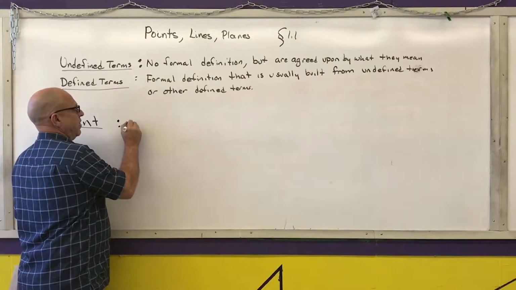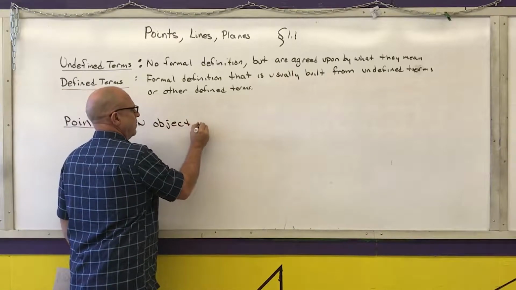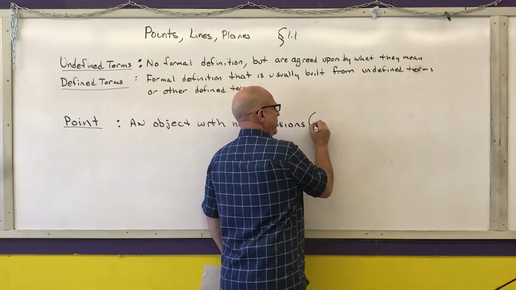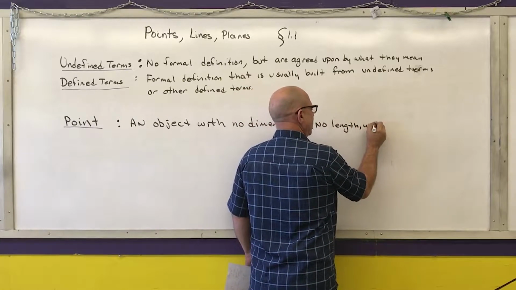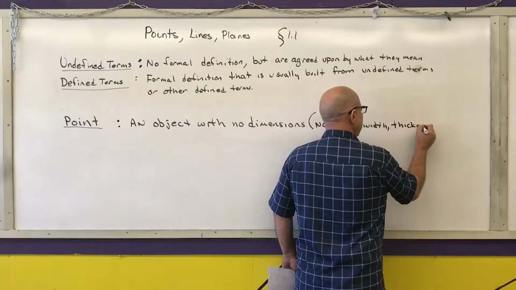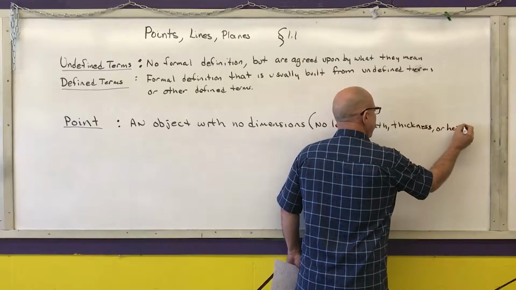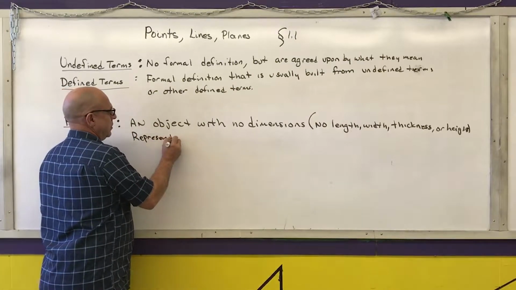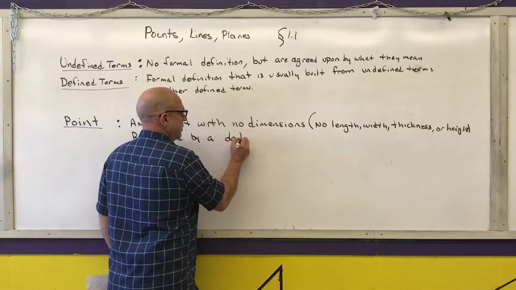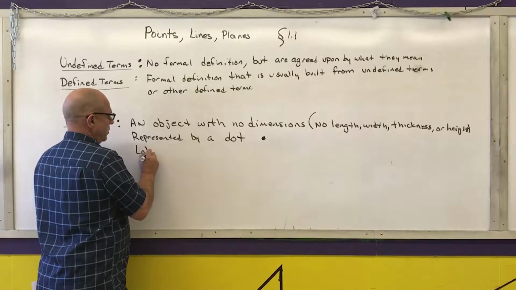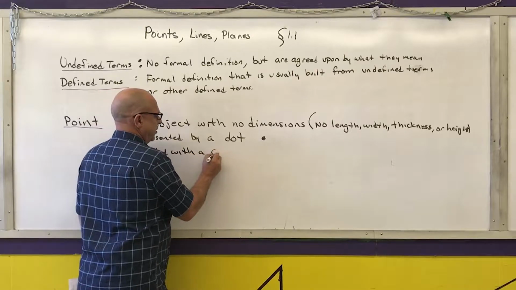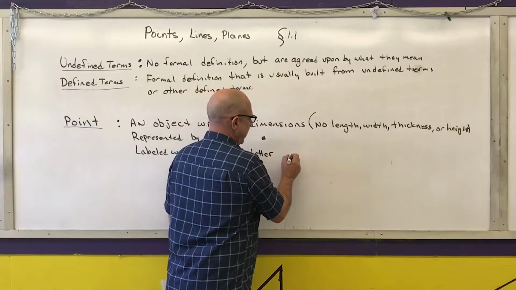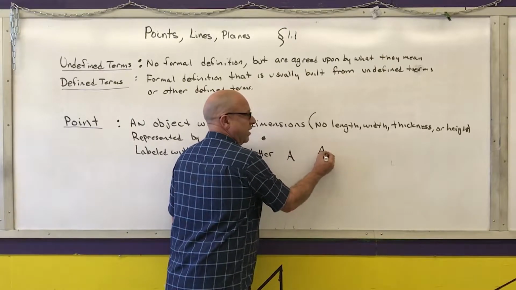So key things about a point. It's an object with no dimensions. So it has no length, width, thickness, or height. No dimensions whatsoever. It is represented by a dot, and it is labeled with a capital letter. For example, the point A, I would use an A. It has a dot here, I'd put the A there.